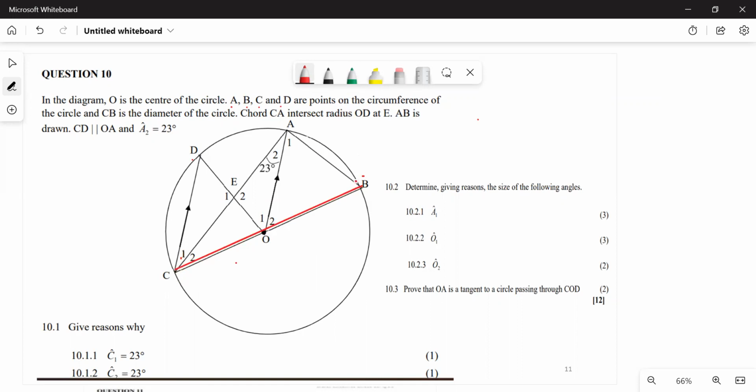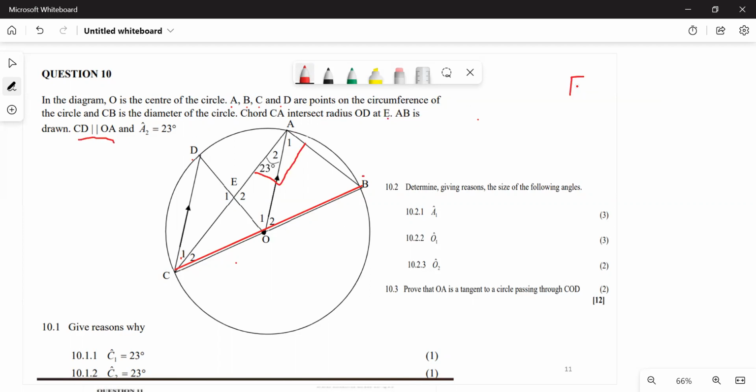Which angle is subtended by BC? Angle A. Meaning this whole thing here is going to be 90 degrees, and it's hidden here in the statement. So we also have chord A, which intersects with the radius at E. And then we have AB, which is drawn such that we have parallel lines again.